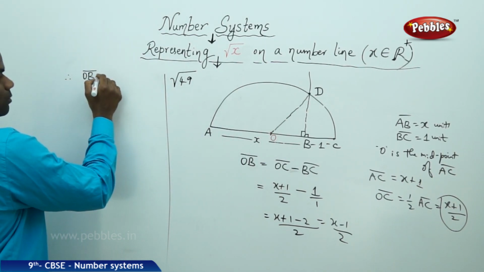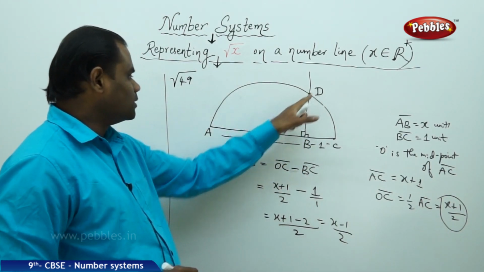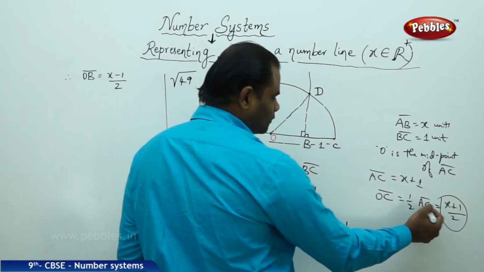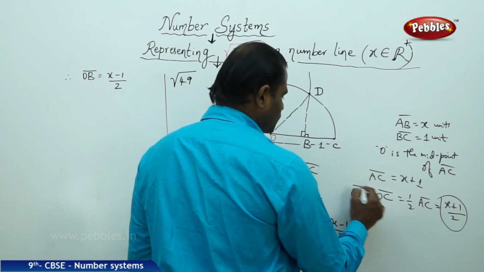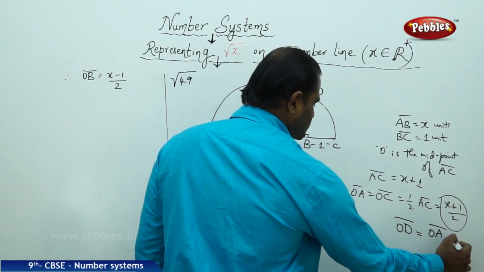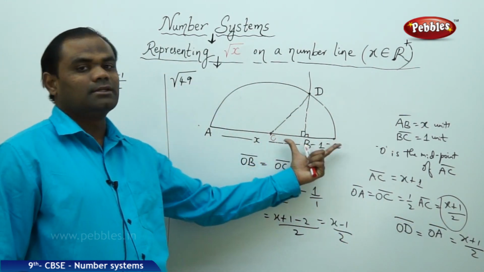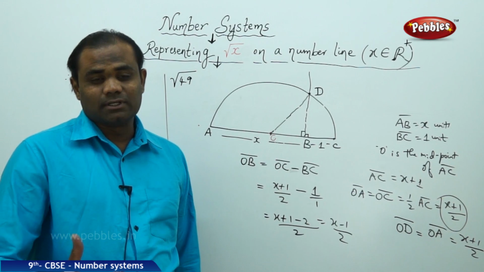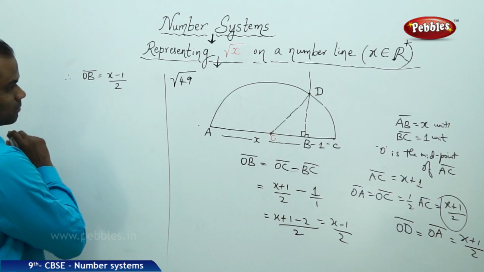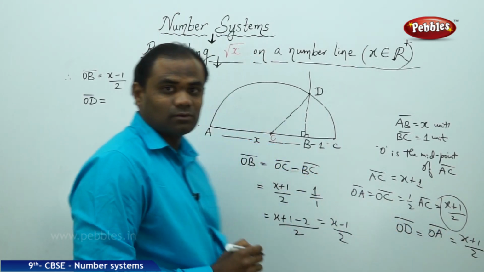My distance OD is nothing but distance OA, which is already identified to be half of AC. So OC is nothing but OA, and the distance OD is equal to distance OA, which is (x plus 1) by 2, because these are the radii of the circle, and the radii of a circle are equal. Therefore, my OB is (x minus 1) by 2, and my OD is (x plus 1) by 2.